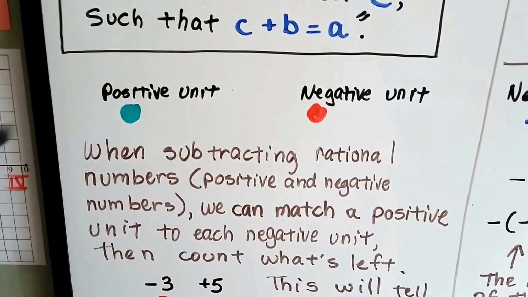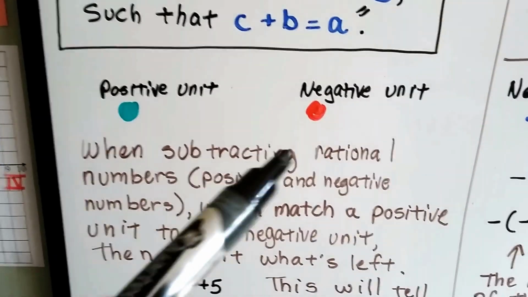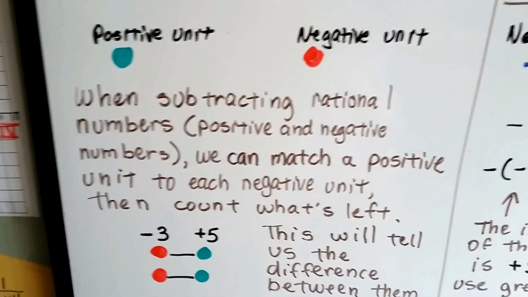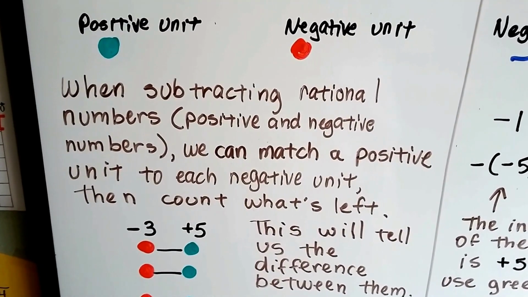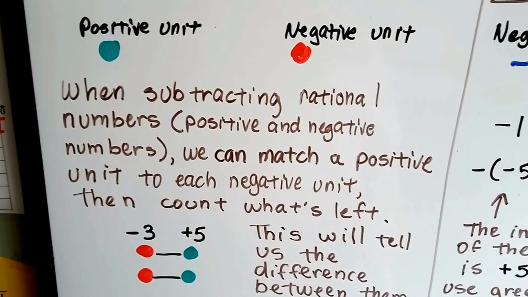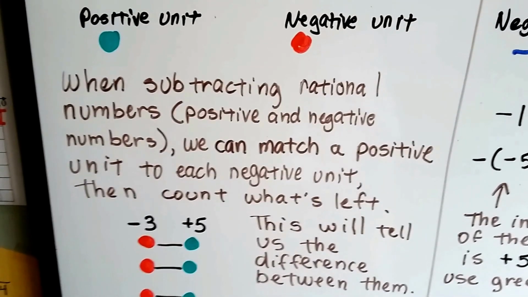And we can have a green dot for a positive unit and a red dot for a negative unit. When subtracting rational numbers, positive and negative numbers, we can match a positive unit, green one, to each negative unit, red one, and then count what's left.